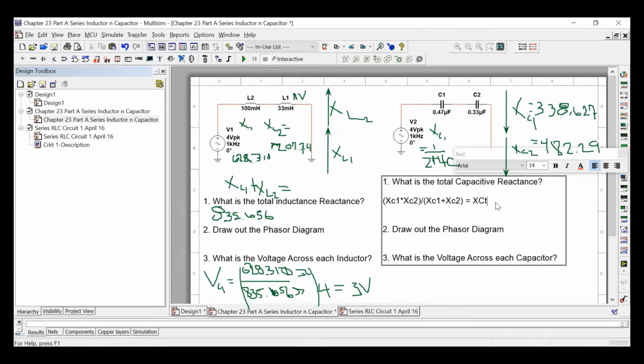Yeah, it does. You added them. Sounds like you added them. Yeah, I multiplied the top and then added the bottom. Okay, let's do that again. Let's see what happens.